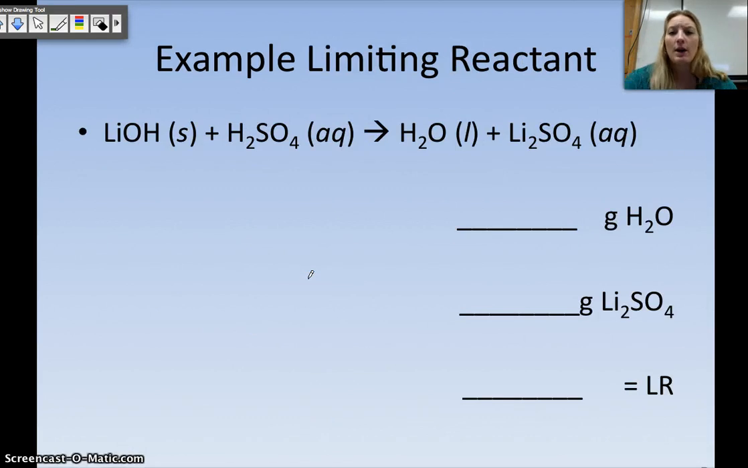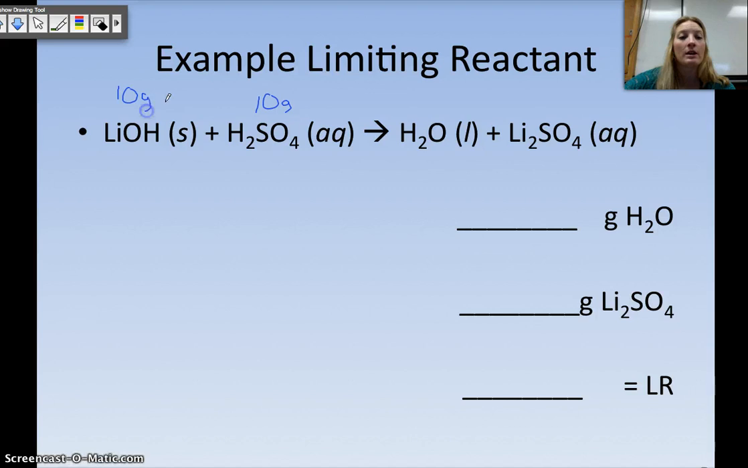So let's try one more example that's a little bit harder. Okay, so if we have this reaction and we want to know how many grams of water we can make, how many grams of lithium sulfate we can make, and what our limiting reactant is. And we're going to assume that we have 10 grams of each of our reactants.